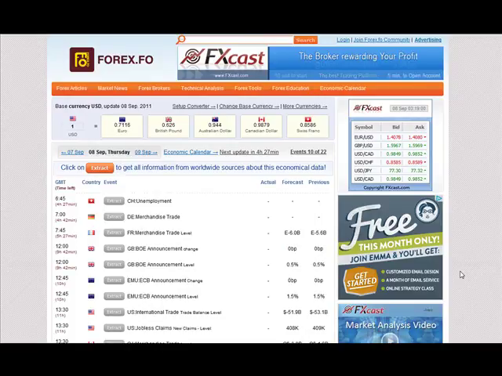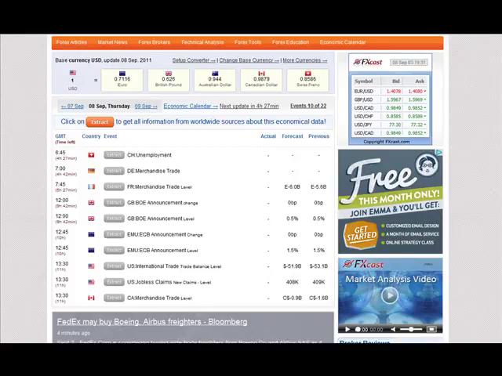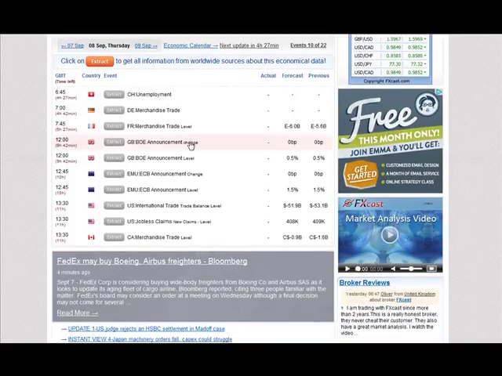As we look at our economic calendar, we can see a couple things. We have unemployment right off the back, but I'll be focusing in on the pound for the BOE announcement and the European Union for the ECB announcement, and jobless claims down for the states.